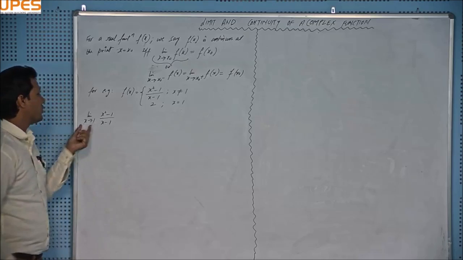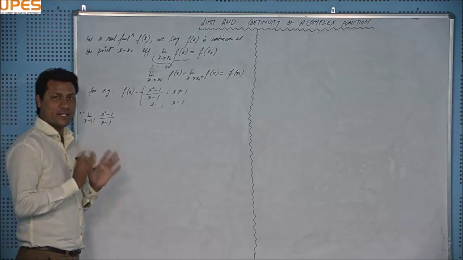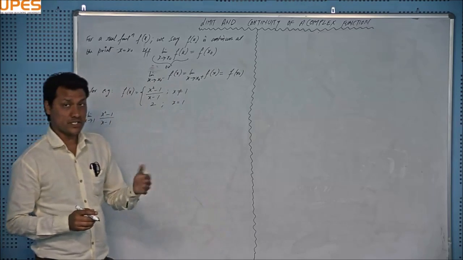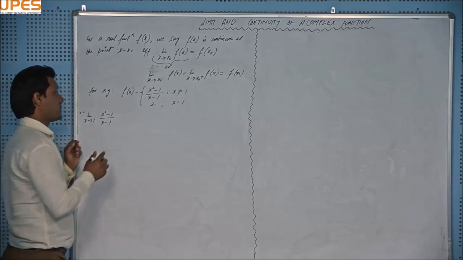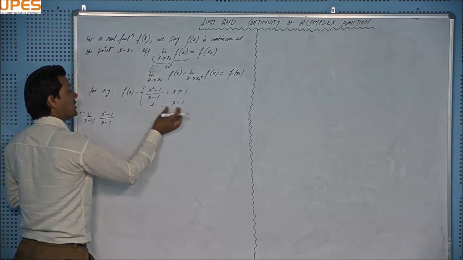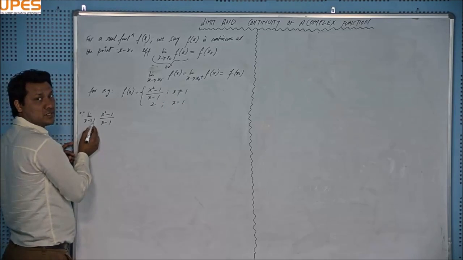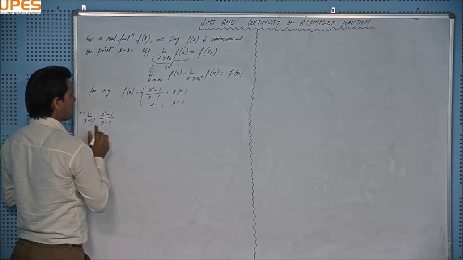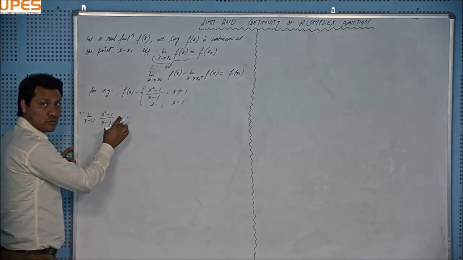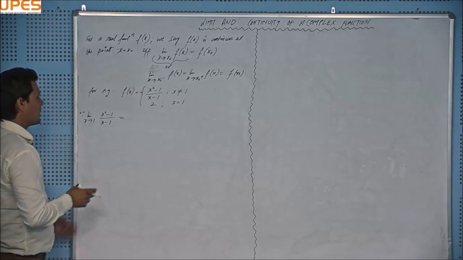What does it mean? x tends to 1 means x is approaching 1 either from the left or right side, means x is not actually equal to 1, it is approximately equal to 1. In that case, if x is not exactly equal to 1, you have to use this function, not this one. This one is for when x is actually equal to 1. So you will use this function and then simplify it. If you put x equal to 1 directly, you will get 0 by 0 form, and in that case you can apply L'Hospital's rule, or there are many ways to evaluate it.